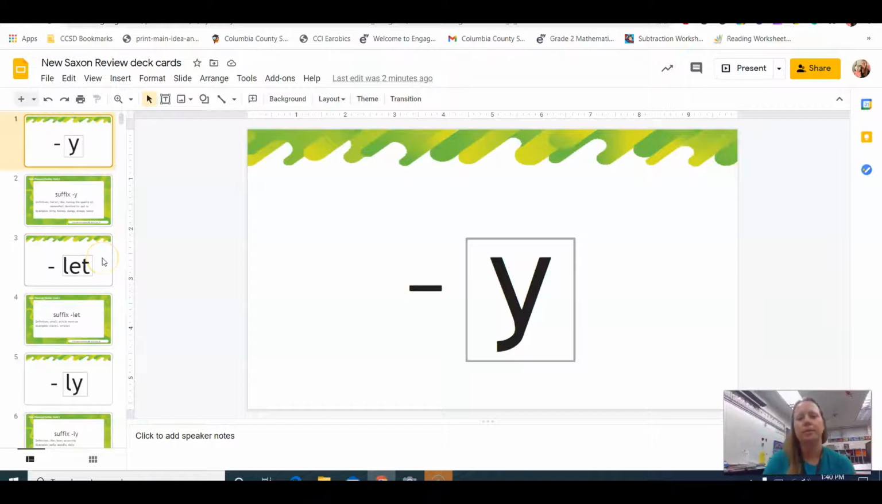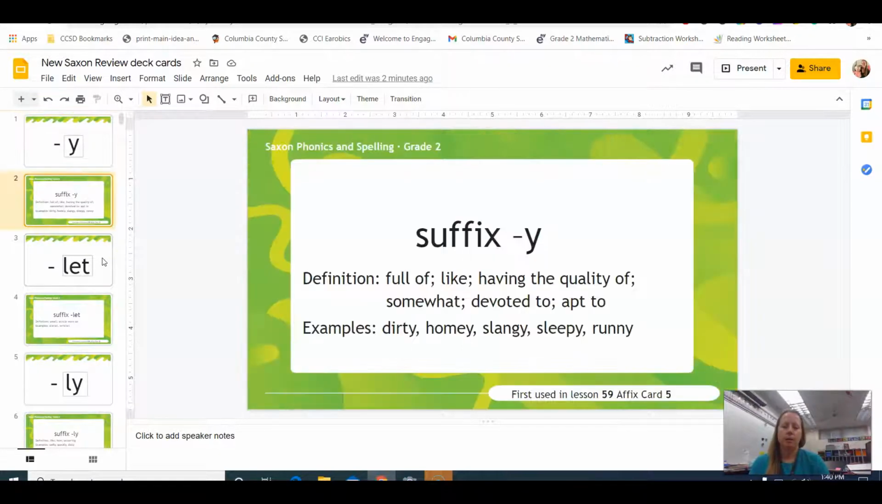Hey everybody. Okay, let's go ahead and go over our review deck. Suffix y means full of, like, or having the quality of somewhat. So there's a lot of different definitions for the suffix y.